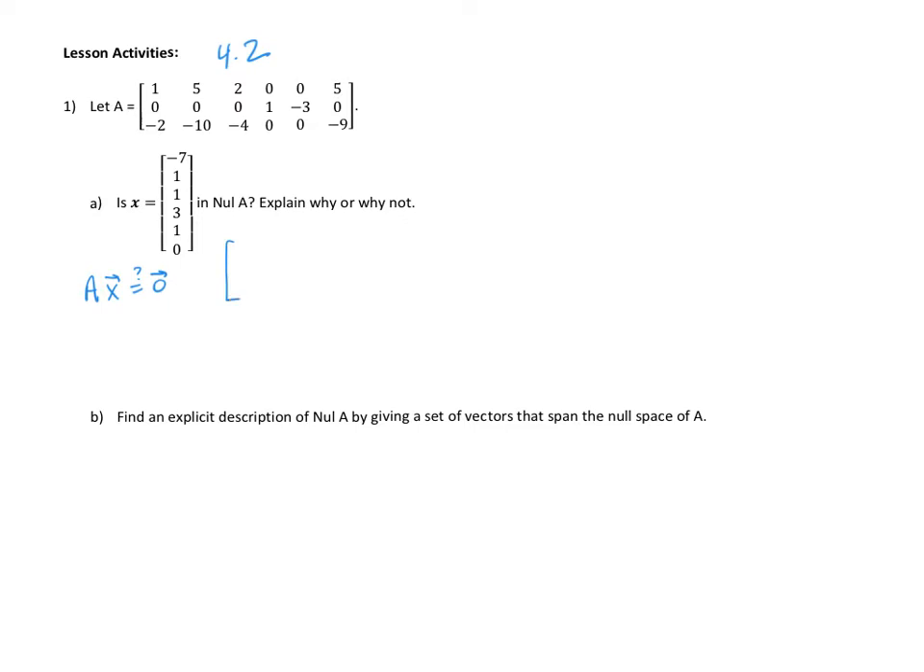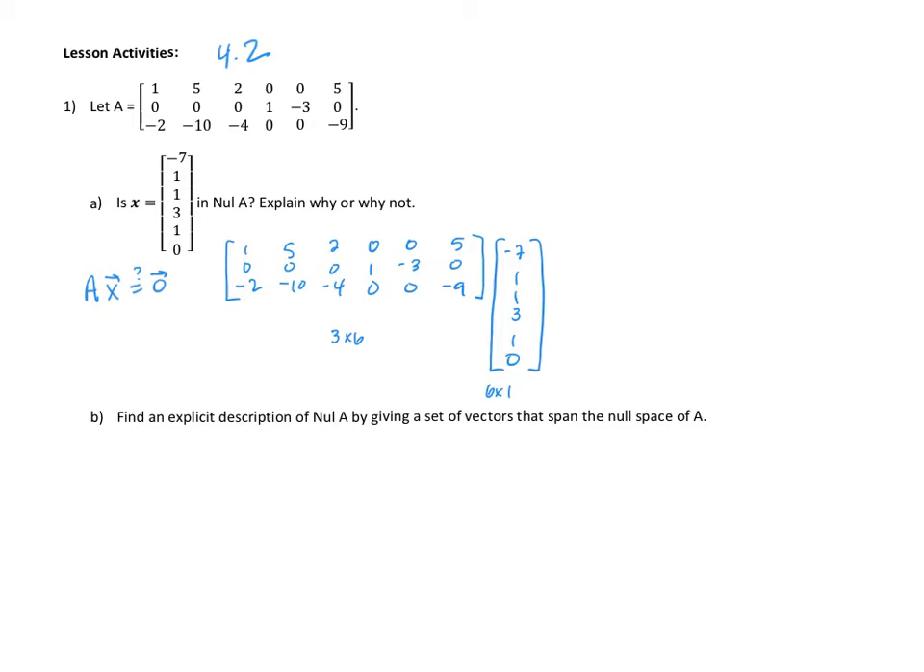So A is that, and then my vector X is -7, 1, 1, 3, 1, 0. Okay, so my matrix is 3 by 6, and my vector is 6 by 1. So the inner dimensions are both 6. They match. That means that I can multiply these. So I don't have to stop now.